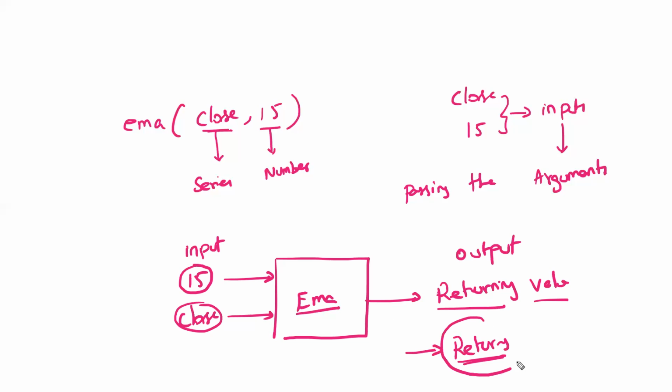Why I am saying this is that by reading the document itself, you can clearly understand what the document is trying to say to you: what is calculated and what it will return, whether it is a series or a number. In the case of EMA, the return is also a series. Series means it is nothing but historical data.